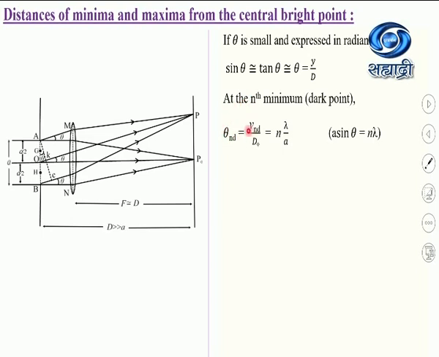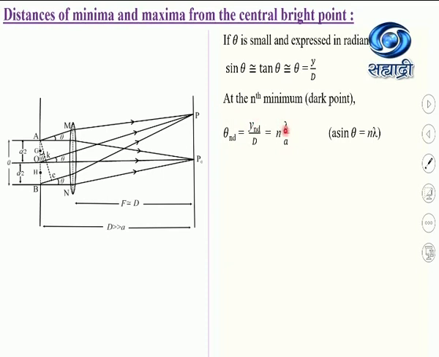Now this theta nD is equal to y nD upon capital D, but we have seen the condition for path difference for the dark points as a sine theta, the path difference should be equal to n lambda. Now here, if we take theta small, then sine theta is approximately equal to theta. So theta becomes equal to n lambda upon a. And therefore, theta nD is also written as n lambda by a.